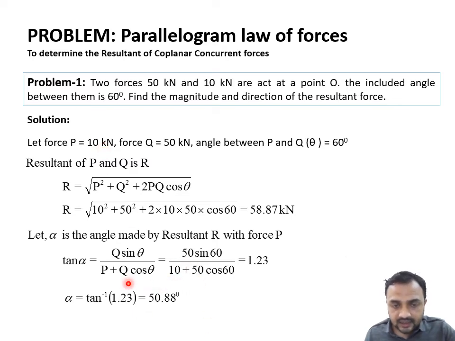This is 10 plus Q, 50 into cos 60. If you solve this equation, you find this is 1.23. So tan alpha is equal to 1.23. Alpha equals tan inverse 1.23, which is 50.88 degree. Okay, around 51 degree. So the magnitude of the resultant force is equal to 58.87 kilonewton, and the direction of the resultant force is 50.88 degree. Okay, let us come to the second question.